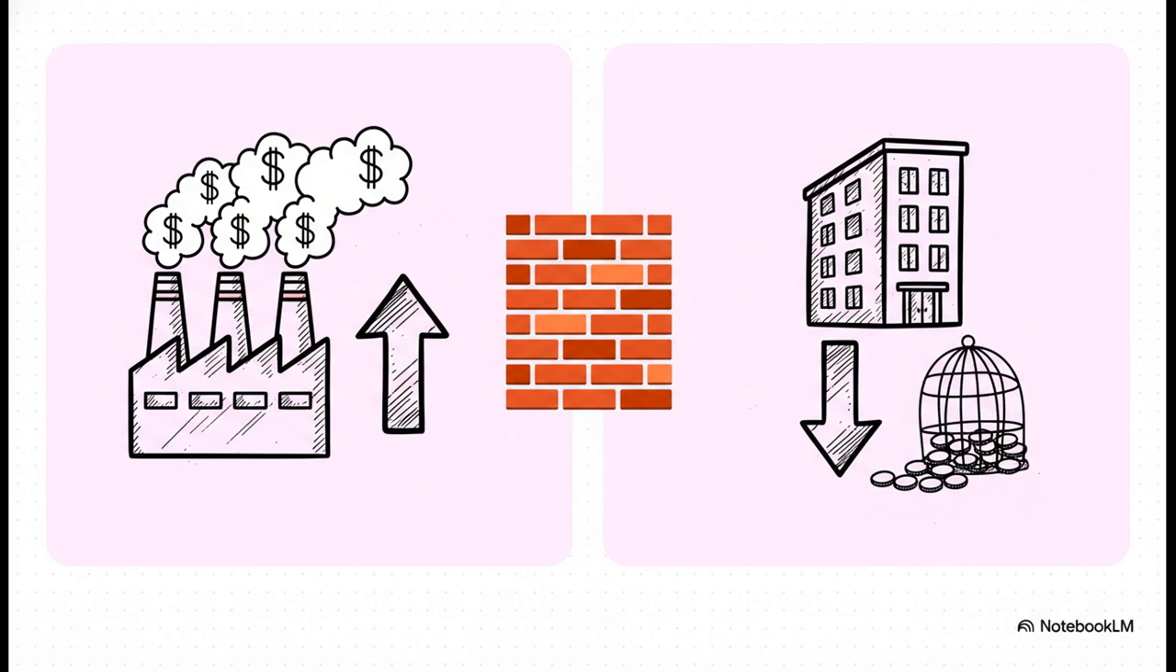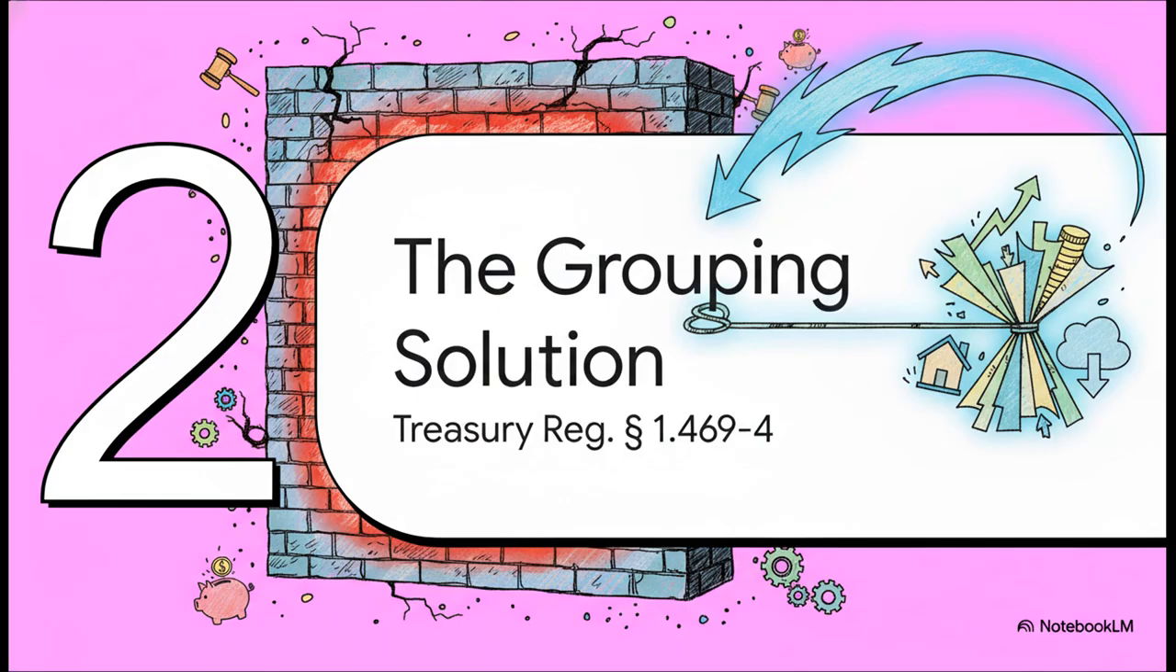And Section 469 builds this impenetrable firewall right down the middle. So those awesome rental losses, they're completely trapped, stuck in what we call the passive bucket, and you can't use them to touch your business profits. So the big question is, how do you break through that firewall? That brings us to Section 2, the grouping election solution. And funnily enough, the key isn't in the Internal Revenue Code itself, it's tucked away in the Treasury Regulations, giving us a really powerful option.